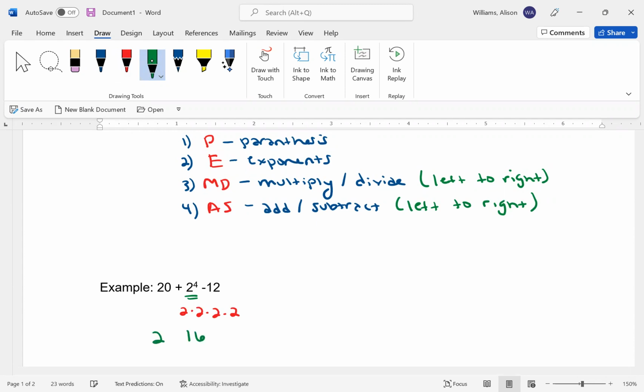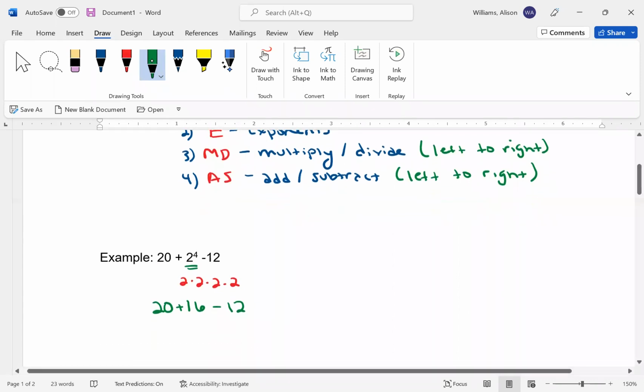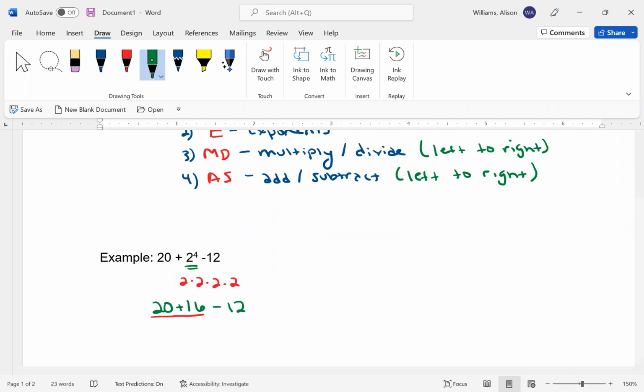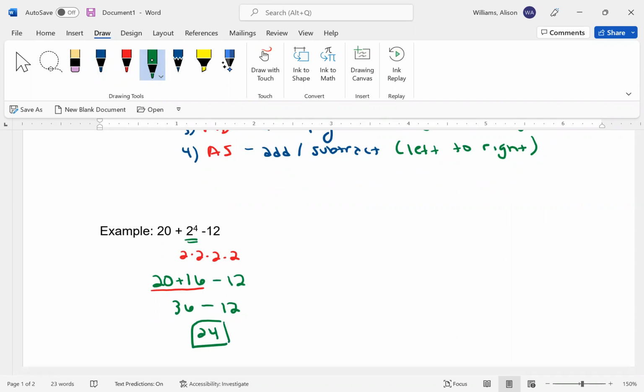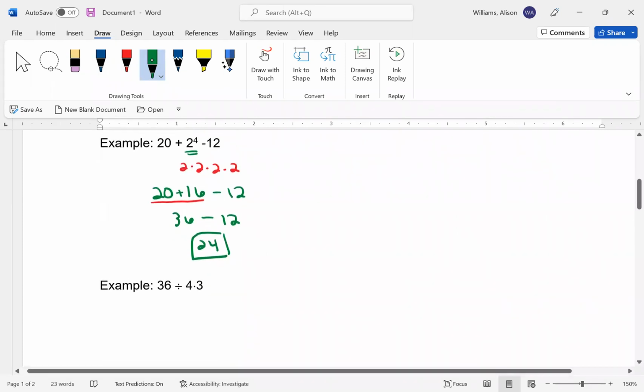And I'm going to bring everything else down. So that 20 plus 16 and then the minus 12, that's all going to come straight down. And now I don't have any multiplying or dividing. So I'm on to step 4, and I'm going to do the adding and subtracting in order from left to right. And in this case, the addition does come first. So I will start with 20 plus 16, which is 36, and 36 minus 12, that's going to be 24. So there we go. Not too bad. Most people would probably be pretty comfortable with that. All right, let's try the next one.